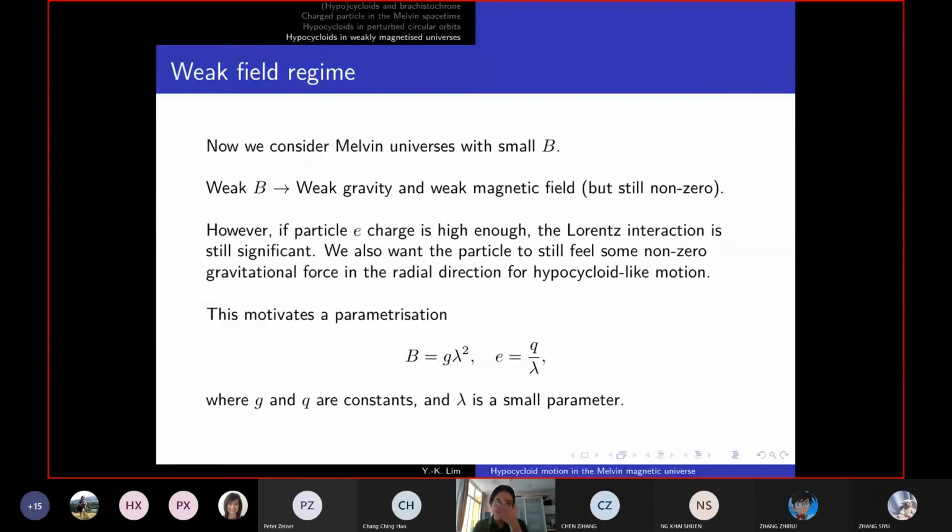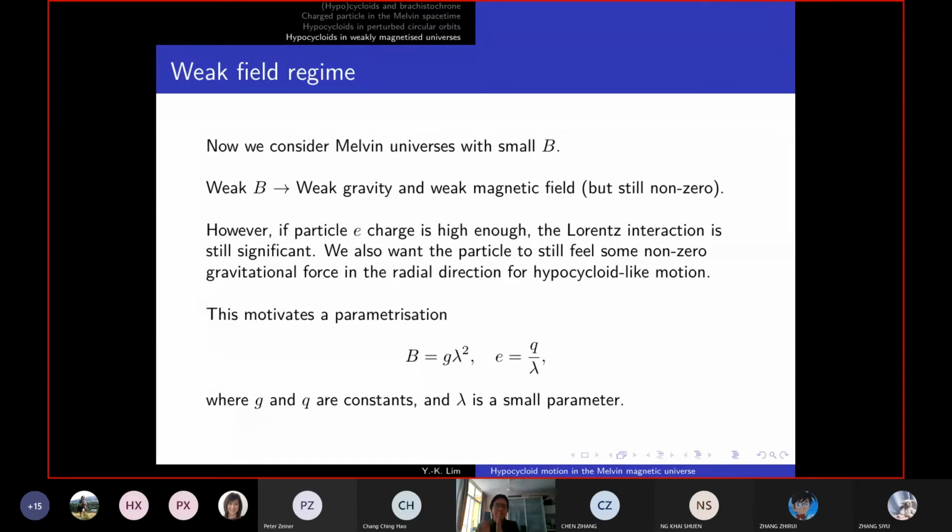The equations are simple like this. So what I want is to solve the equation where the magnetic field is weak. But the magnetic field is simultaneously the source of the magnetic force and also of the gravity. So if I turn the field down to be small, then these two effects will be small as well. So I have two contradicting requirements here. I want to weaken my magnetic field, but I also want the hypocycloid motion.